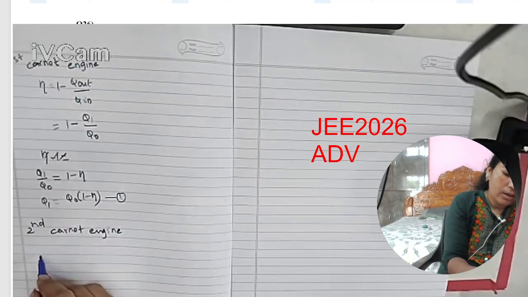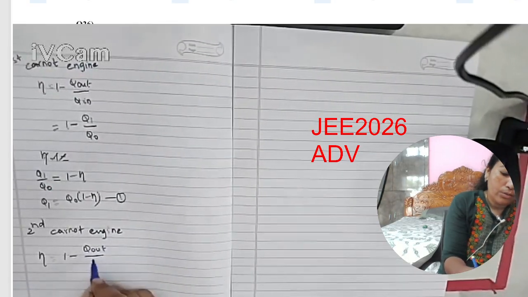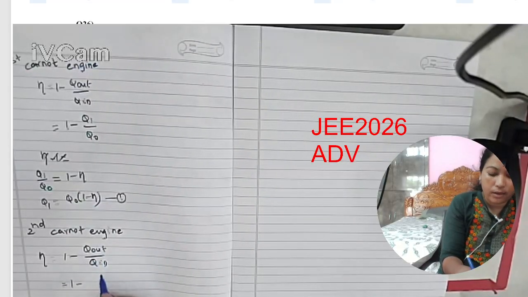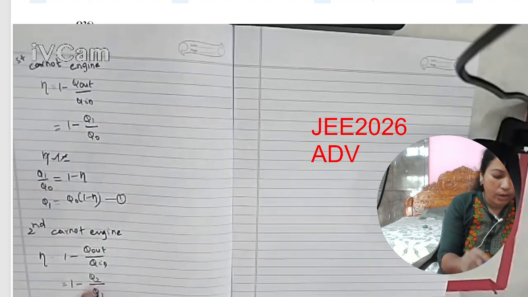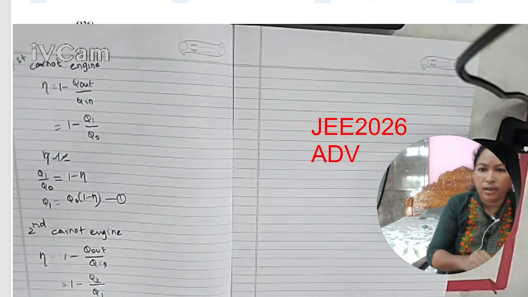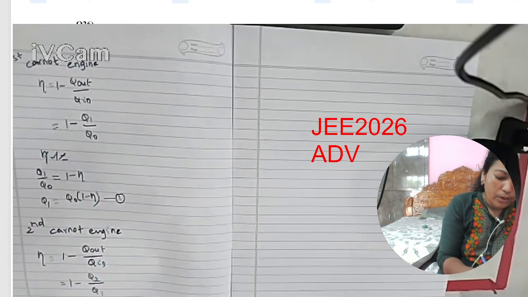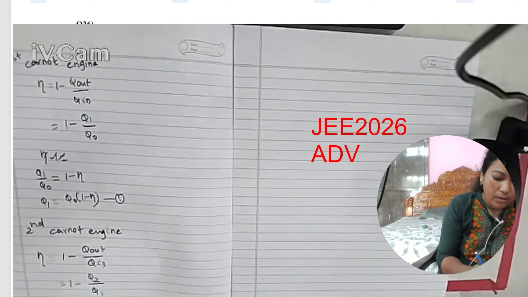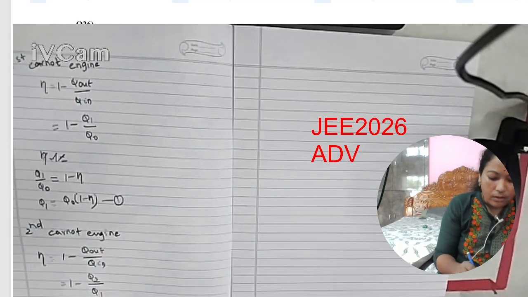For the second Carnot engine, again eta is equal to 1 minus Q out by Q in. What is the Q out here? In the second engine, Q out is Q2 and Q in is Q1. The heat absorbed in the second cycle is Q1. So from this again Q2 by Q1 is equal to 1 minus eta. From this Q2 is equal to Q1 into 1 minus eta.